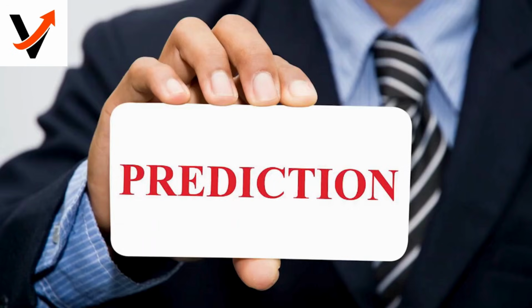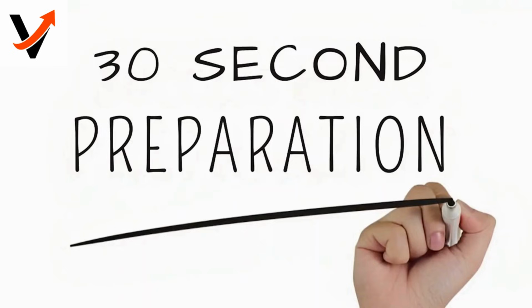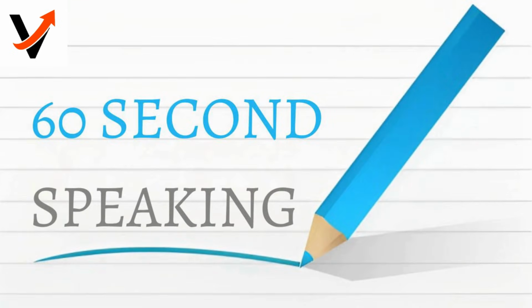Task 4 is all about making a prediction. Look at the same illustration and describe what you think will happen next. So you have to assume. Again, the total number of questions will be 1. Preparation time will be 30 seconds and speaking time will be 60 seconds.